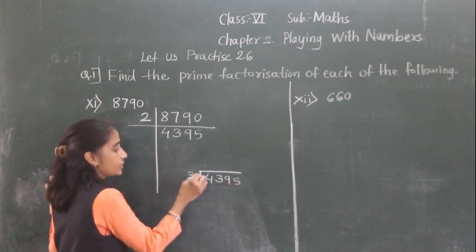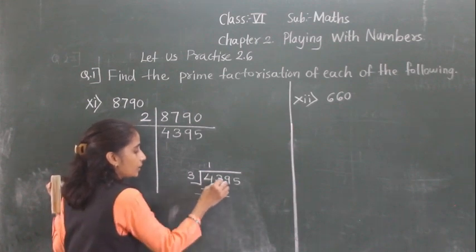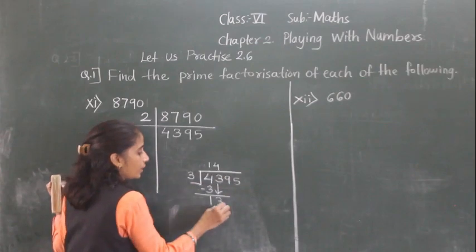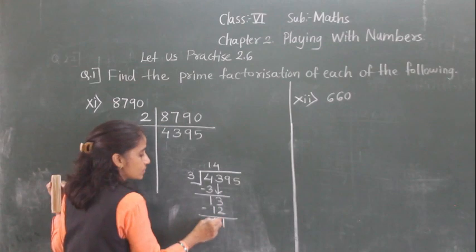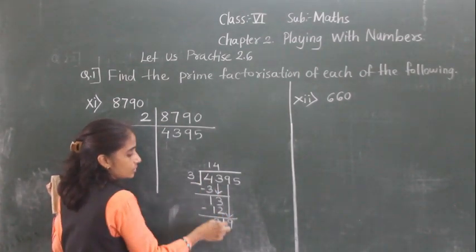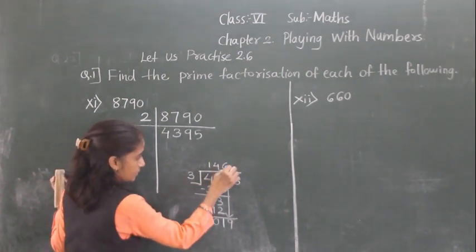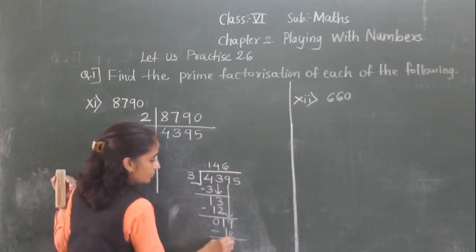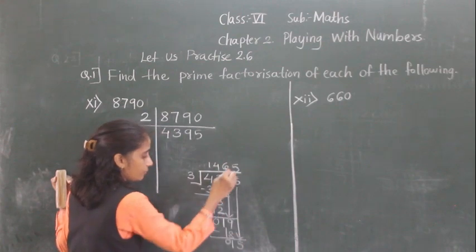4,395. Check by 3. 3 ones are 3, 4 minus 3, 1. 3 will come down. 3 4s are 12. 3 minus 2, 1. 1 minus 1, 0. 9 will come down. Now, see here. 3 6s are 18. 9 minus 8, 1. Now, next. 3 5s are 15.